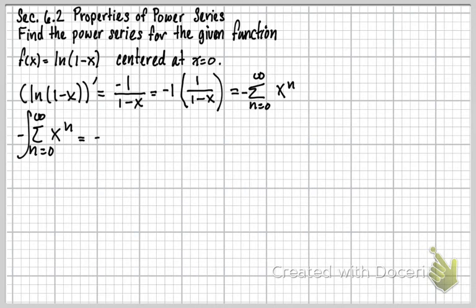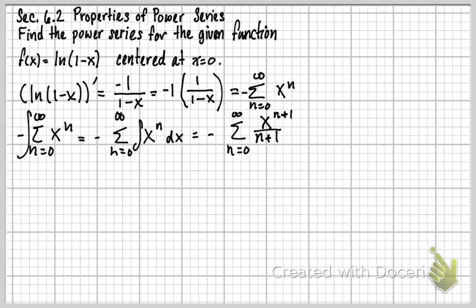So now this equals the negative series, n equals 0 to infinity, of the integral of x to the n. So the integral of x to the n dx is going to be negative the series, n equals 0 to infinity, of x to the n plus 1 over n plus 1. So there it is. So that's going to be my series for my ln of 1 minus x.